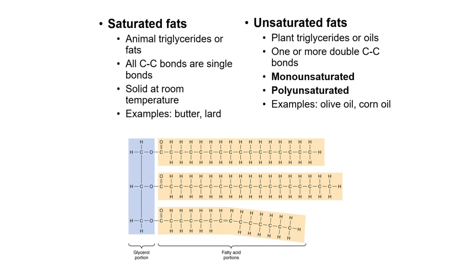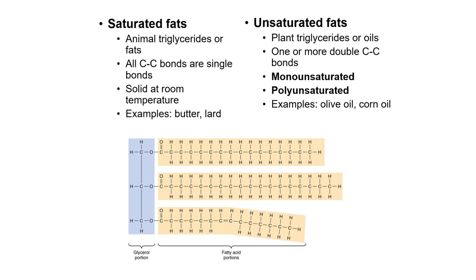Then we have things that are called saturated fats or unsaturated fats. Sometimes people say the saturated fats are the bad ones, like the butter or the lard. Those are things that we find solid at room temperature, whereas an unsaturated fat is usually a liquid at room temperature, and it would be more plant-based, such as olive oil or corn oil.